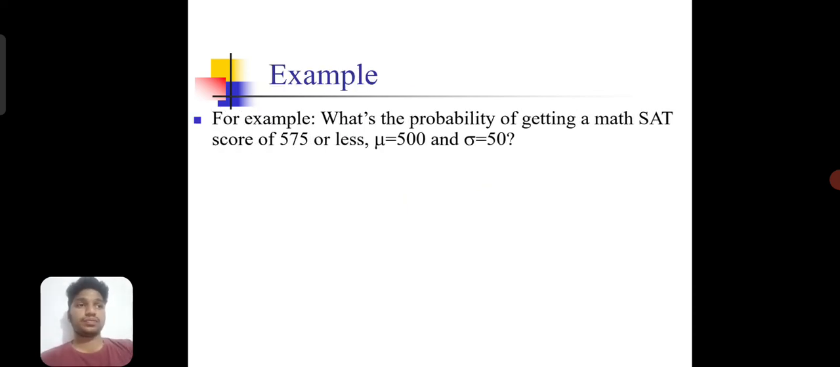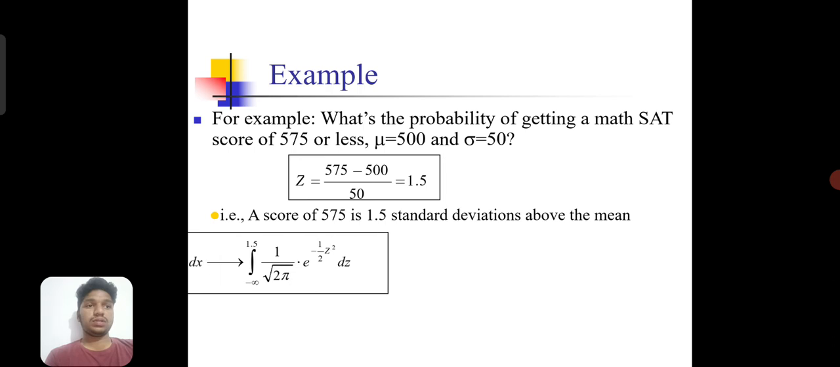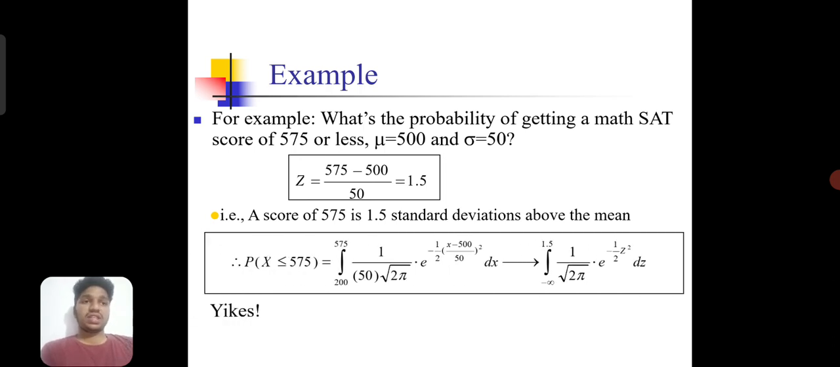So you can see the example. For example, what is the probability of getting a math SAT score of 575 or less? We have the given data. Z equals (575 minus 500) by 50, which gives 1.5. A score of 575 is 1.5 standard deviations above the mean.